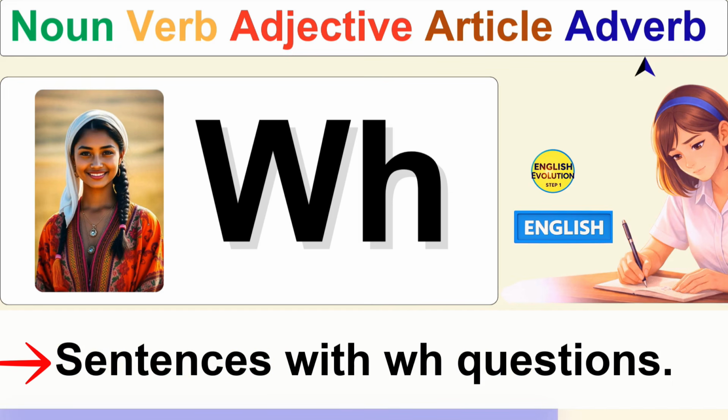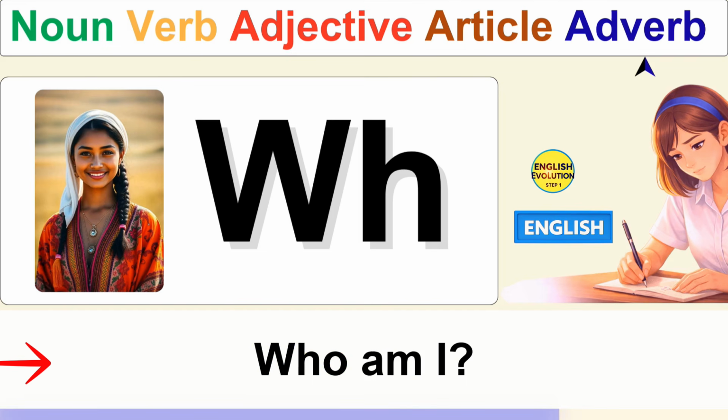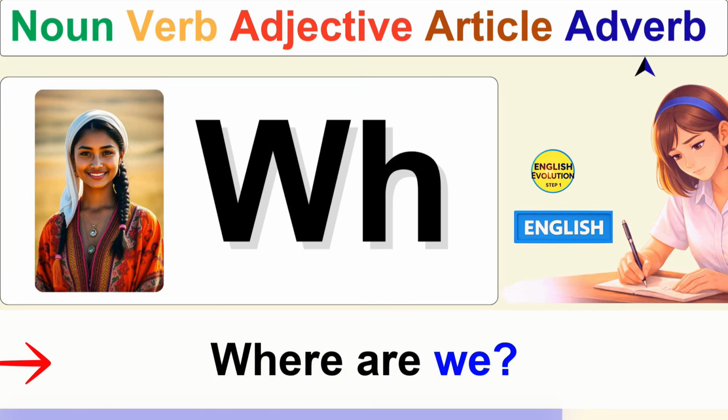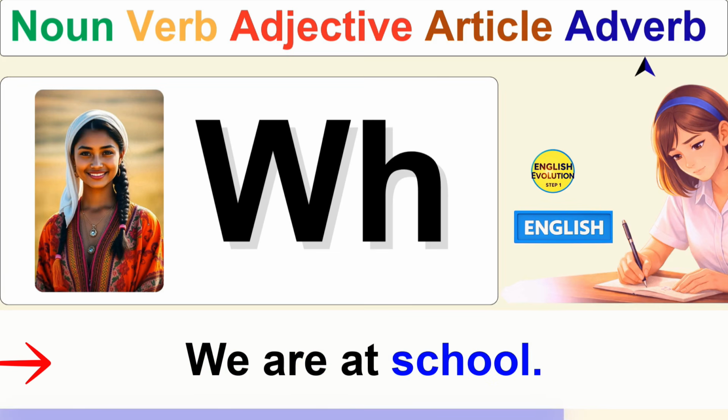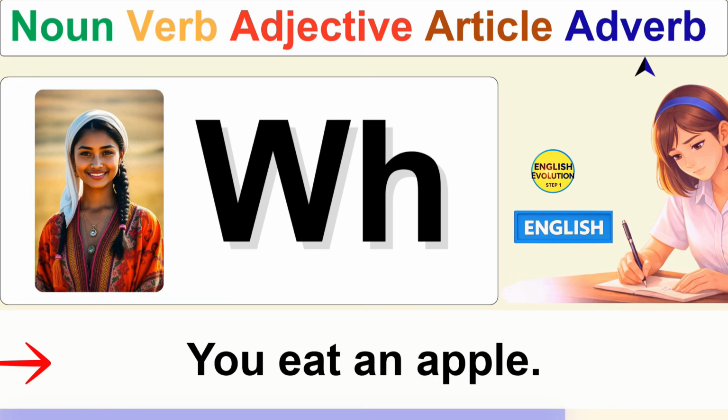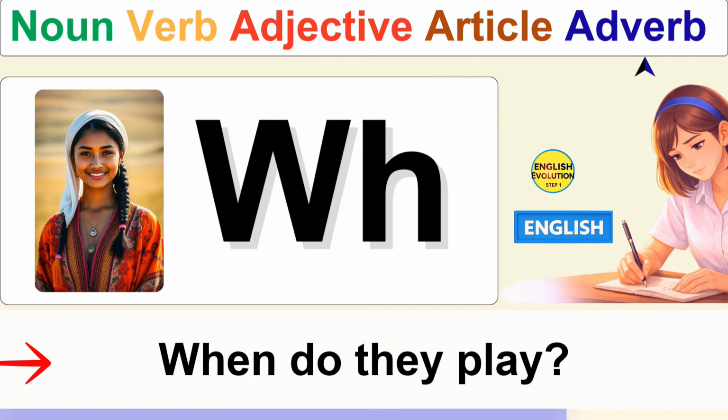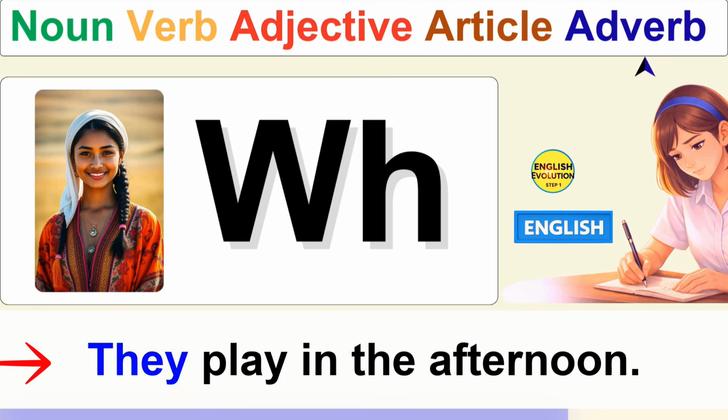Sentences with WH questions. Who am I? I am Bay. Where are we? We are at school. What do you eat? You eat an apple. When do they play? They play in the afternoon.